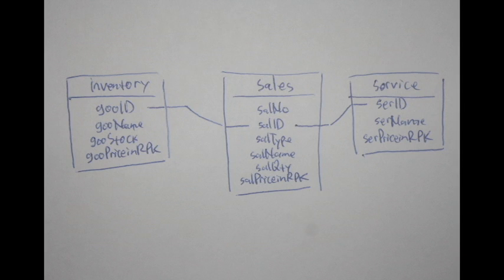Now we are going to look at the relationships between tables. The first relation that we have is between sales, service, and inventory, with sell ID from the table sales connecting to GUID from inventory and SIR ID from service. That means sell ID is the foreign key and both GUID and SIR ID are primary keys.